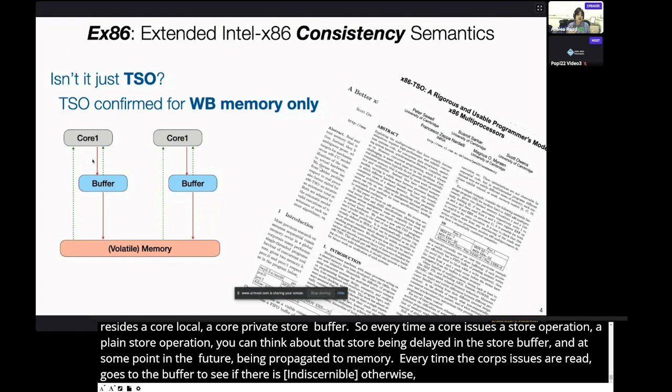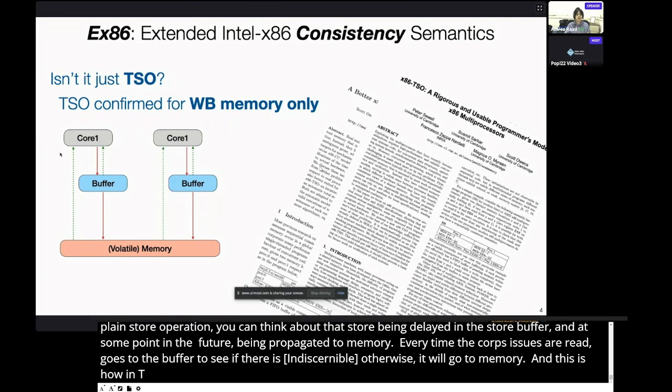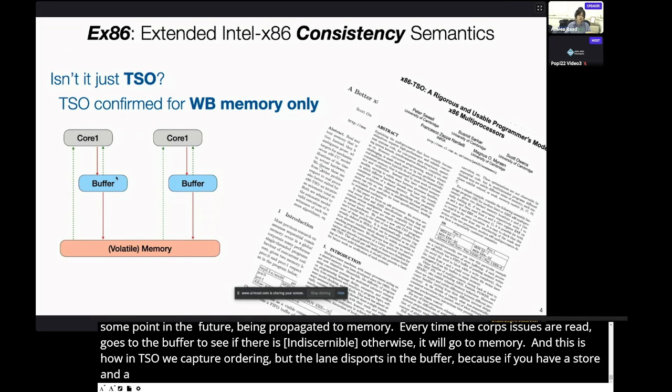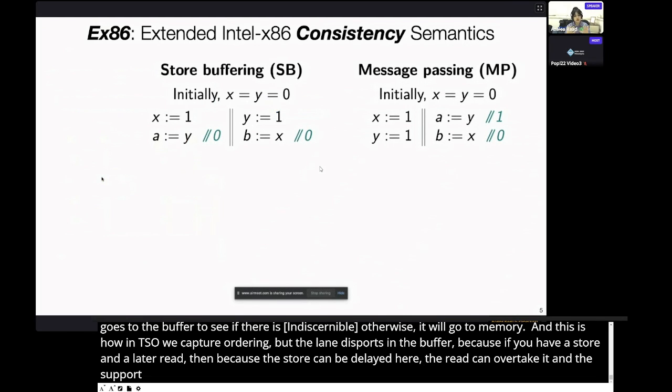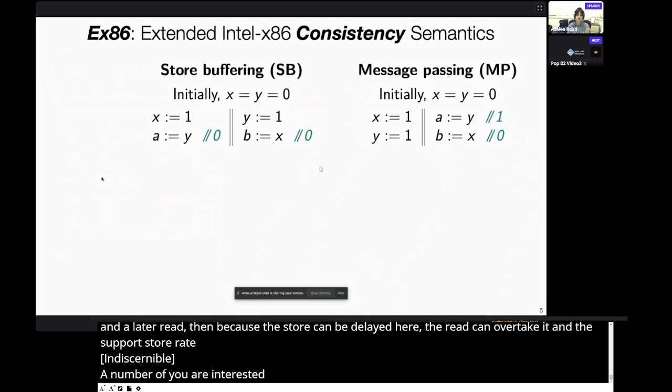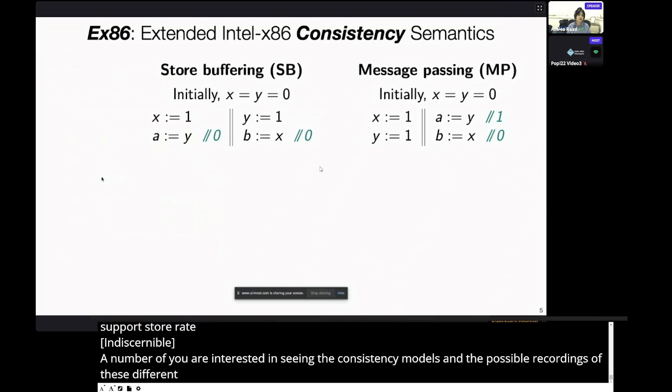And this is how in TSO we capture the write-read reordering by delaying the stores in the buffer. Because if you have an earlier write store and a later read, the store can be delayed here, the read can overtake it, and we support write-read reordering. And once again, remember, we are interested in seeing the consistency models and the possible reorderings of these different memory types, and to confirm whether or not they also follow TSO.